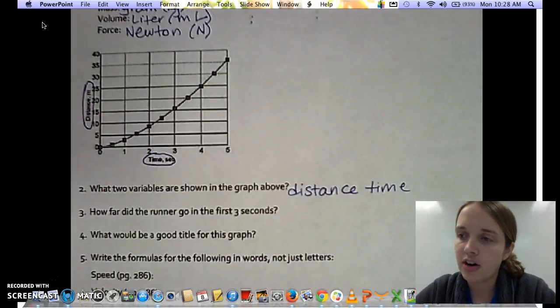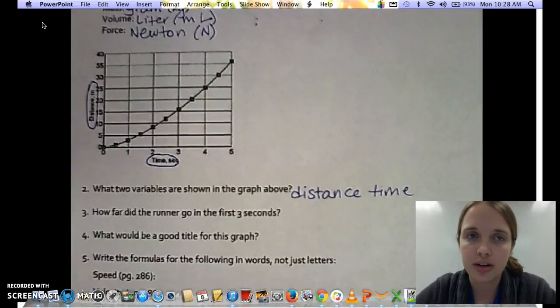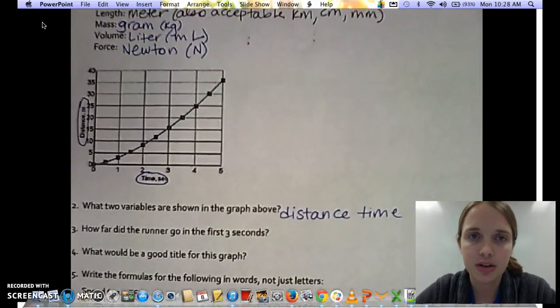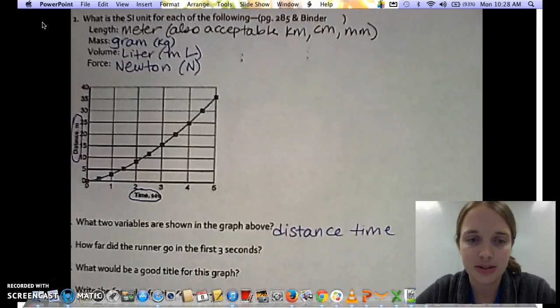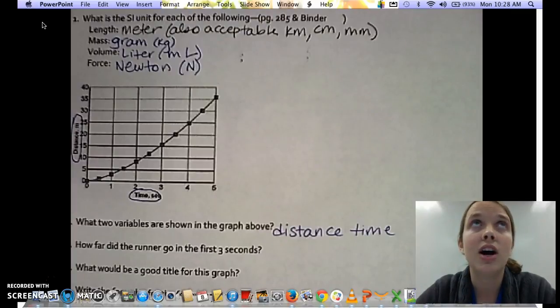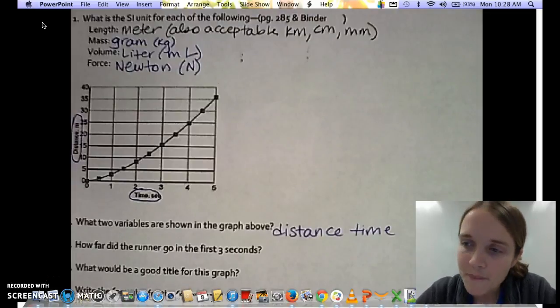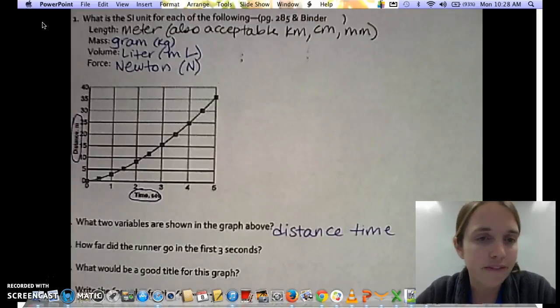Next up it says, how far did the runner go in the first 3 seconds? By the way, let me just make sure you had enough time to copy all of that down. You can't really press pause because we're going to do this everybody all at the same time. Alright, anyway, number 3, how far did the runner go in the first 3 seconds?